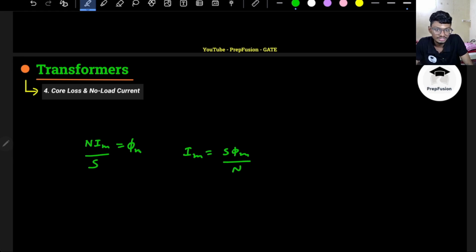Flux is constant, because voltage and frequency are constant. So assume phi m is constant. Sorry, assume Bm is constant, because I want to convert this into Bm only. Flux density of a material is generally fixed, the maximum flux that it can pass through. So Bm is constant.